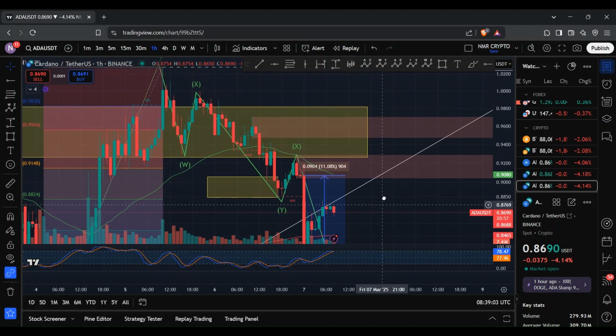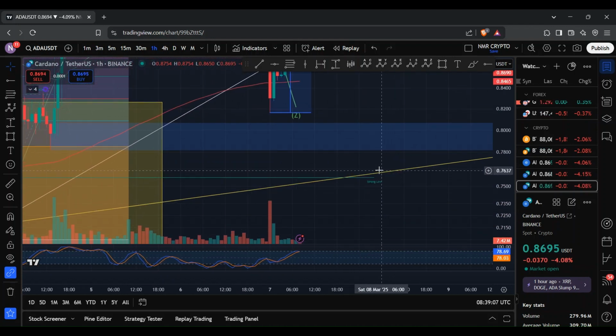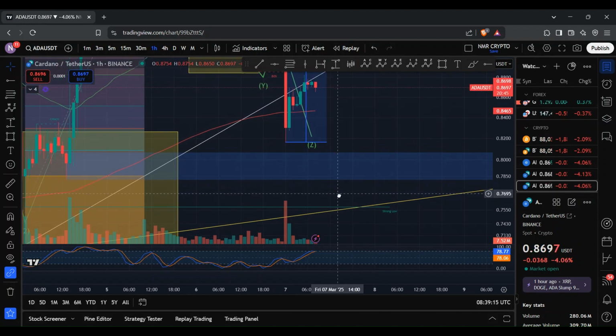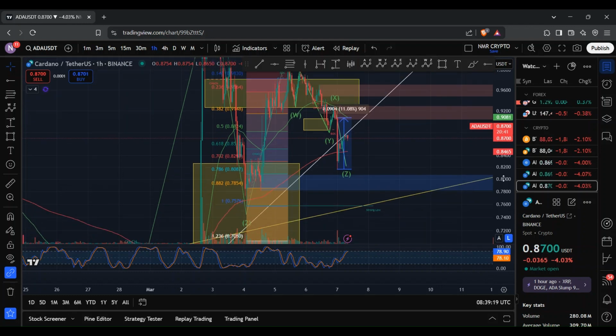Now, what's also interesting about this is that our smart money concept is indicating that we have a strong low at 75 cents. And so it is looking likely that we are not going to break this low, which is another confirmation that we are on a bullish trend.